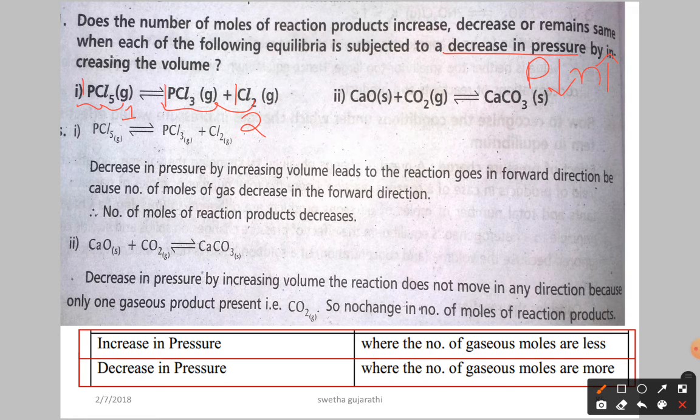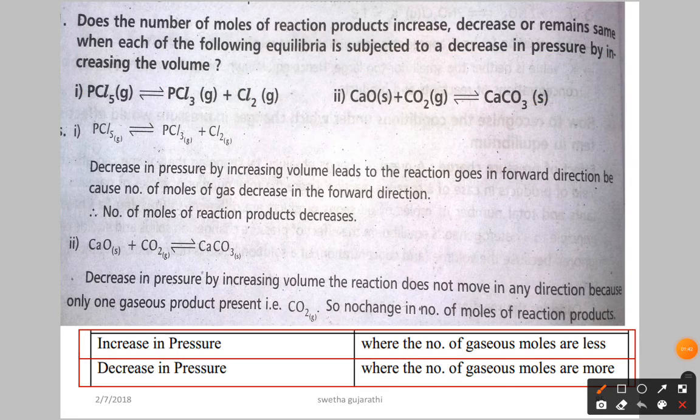So according to our condition, if pressure decreases, the reaction proceeds with an increase in the number of moles. Here, in the forward direction, it is going to increase the number of moles. So the reaction is favorable in the forward direction, or you can say towards the right hand side. Now let us see the next example.